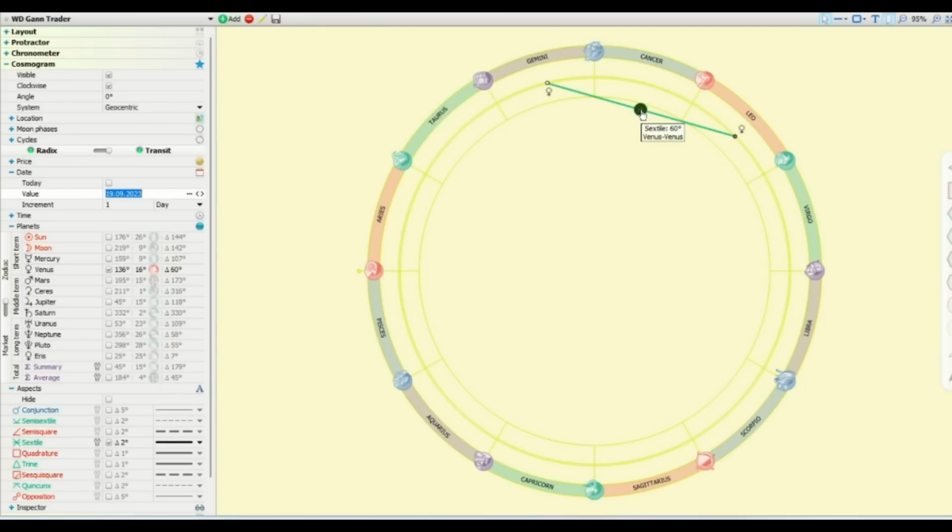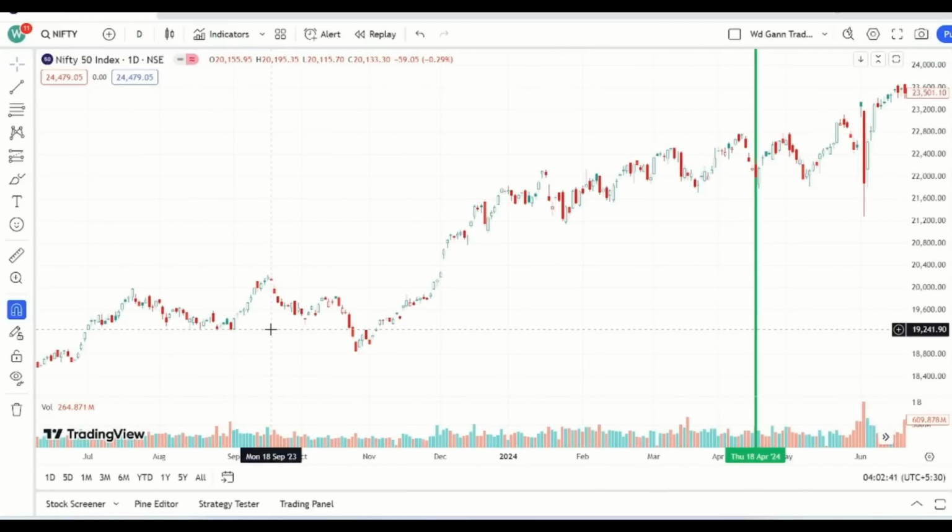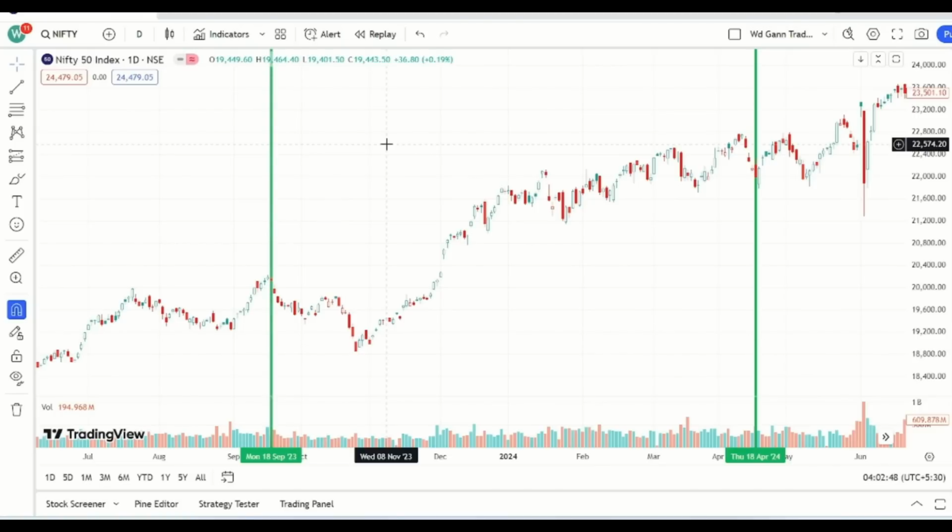On the date 19 September 2023, we can see the sextile of Venus-Venus. So let's mark it on the Nifty chart. 19 September 2023. Exactly here only. 19 September is a holiday, so consider 18 September for now. So here you can see that exactly after the date 19 September, we can see a reversal in the market.